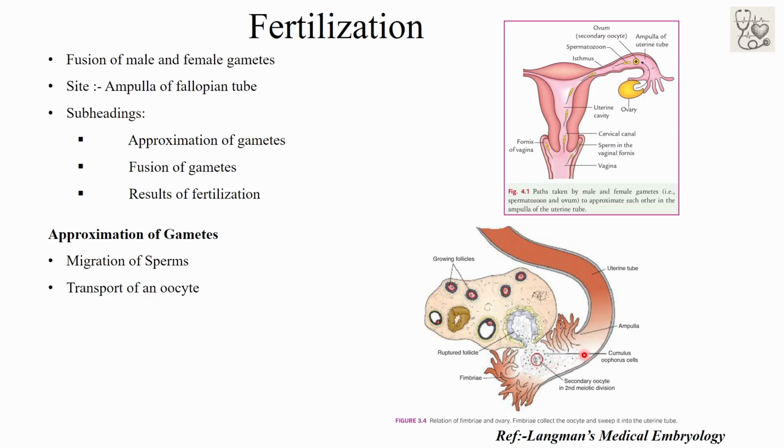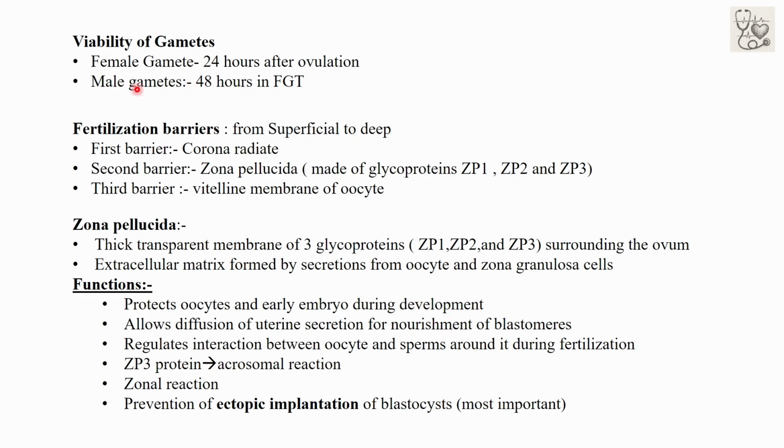The oocyte reaches the ampullary end of the tube due to the movement of the cilia and contraction of the muscle of the uterine tube. Now, what is the time for the viability of gametes? The viability of the female gamete is 24 hours after ovulation, and that of the male gamete is 48 hours in the female genital tract.